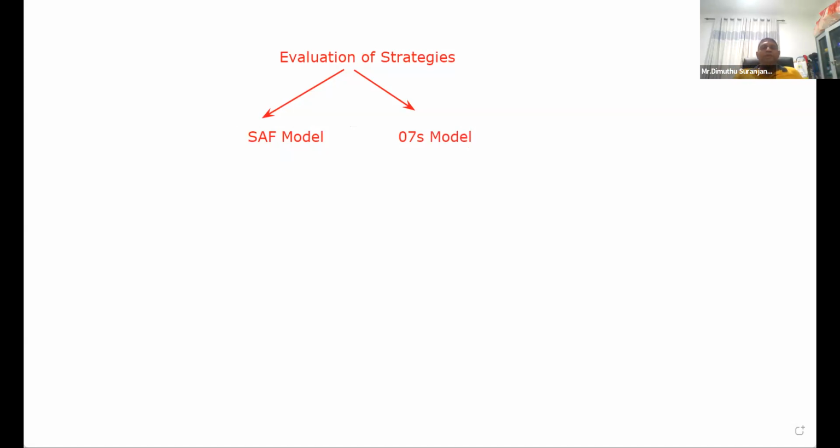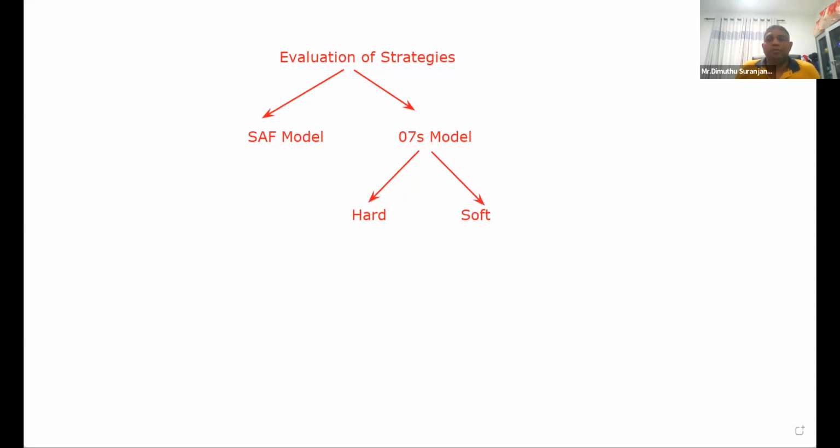So what is to be evaluated here? We are going to establish a new production facility, a modern production facility in Paduk. Through that, we have to come to a conclusion whether this is a feasible option or not. If you remember what you have learned in the 7S model, there are mainly two elements. What are those two elements? One is the hard element, the other one is the soft element.